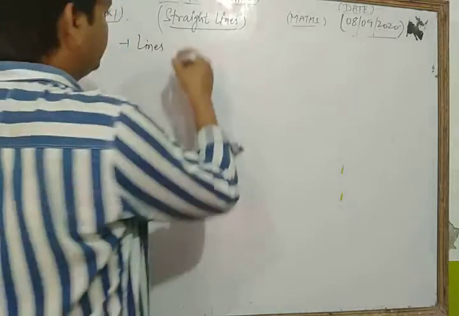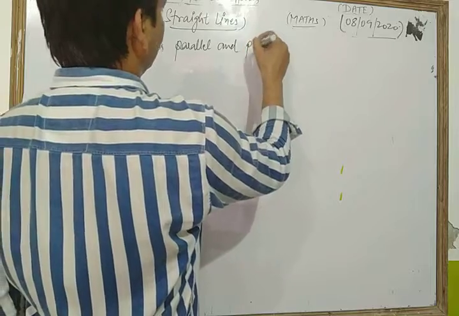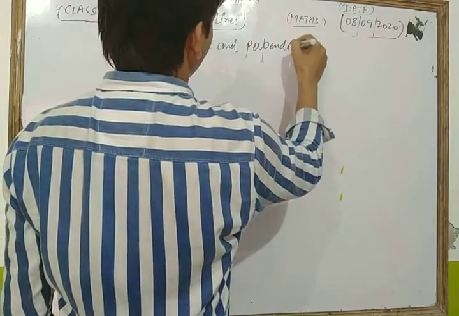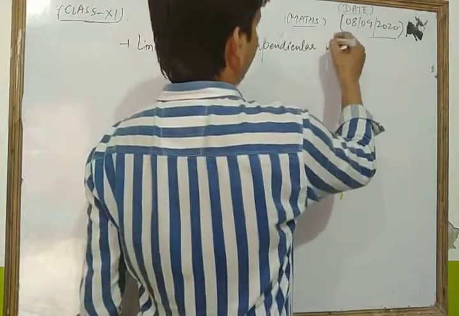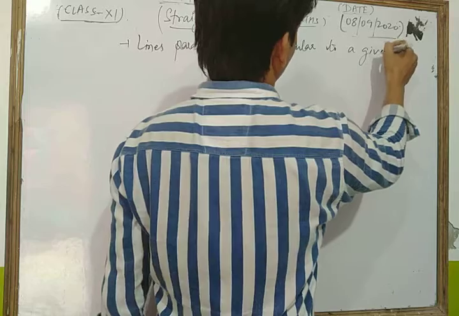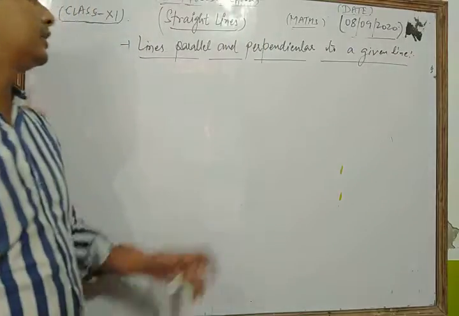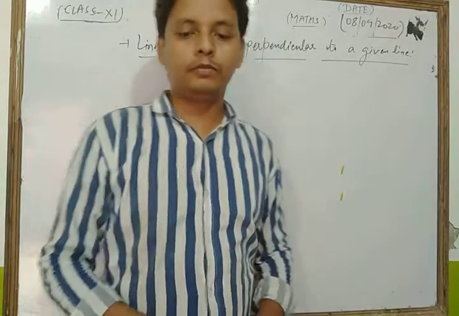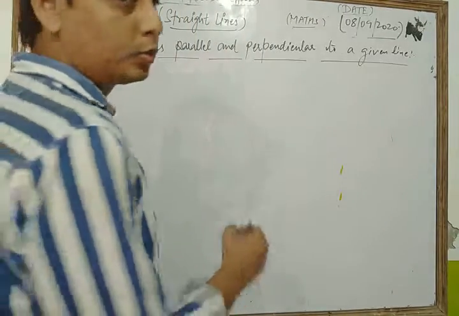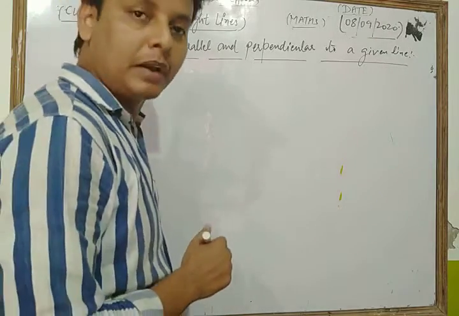Today we are going to discuss the new topic of that chapter, which is lines parallel and perpendicular to a given line, which is a very important topic for your syllabus. Today first we discuss the line parallel to a given line.